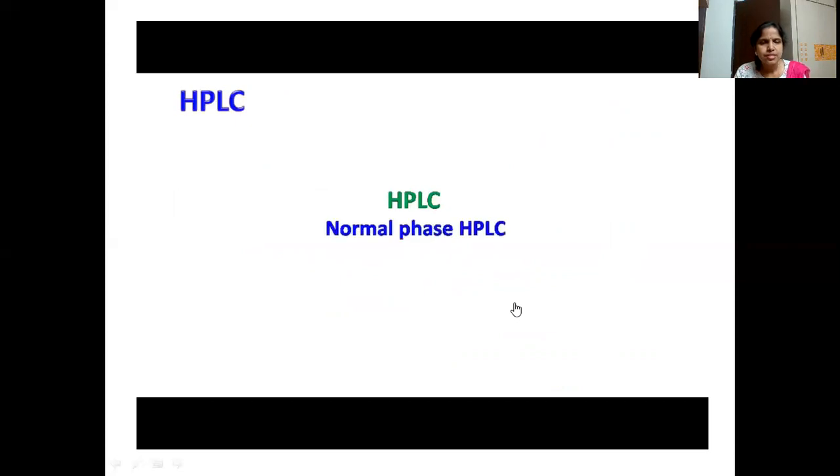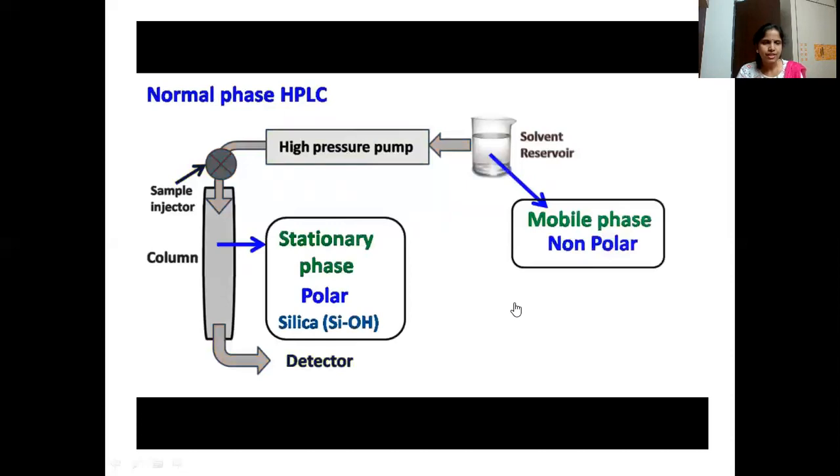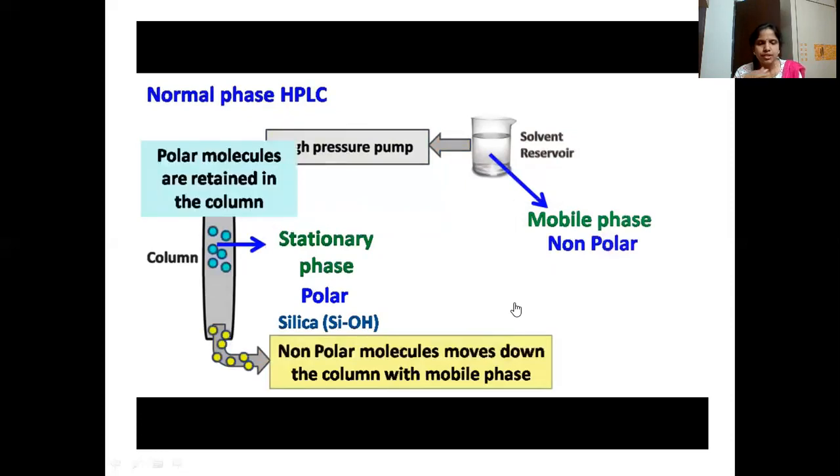As I said, there are 4 different types of HPLC. First is normal phase HPLC, where the stationary phase is polar and the mobile phase is non-polar. When the stationary phase is polar, polar components will have more affinity, so they will travel slowly. The first eluted components will be non-polar. Non-polar molecules will move first and be eluted out first, along with the mobile phase.